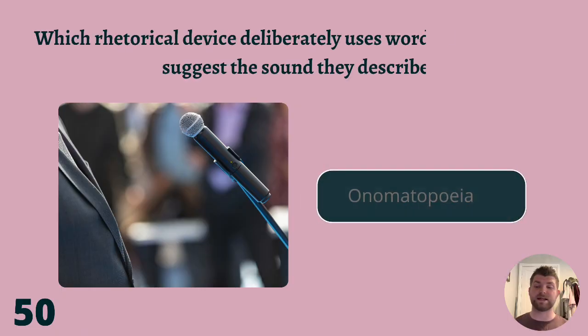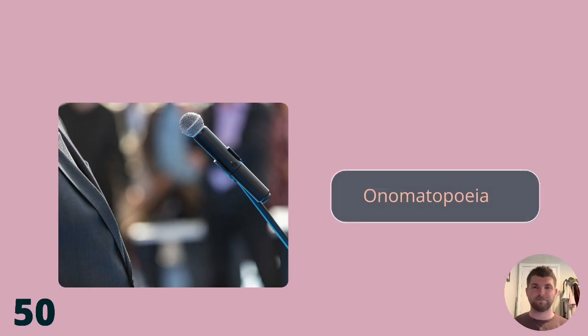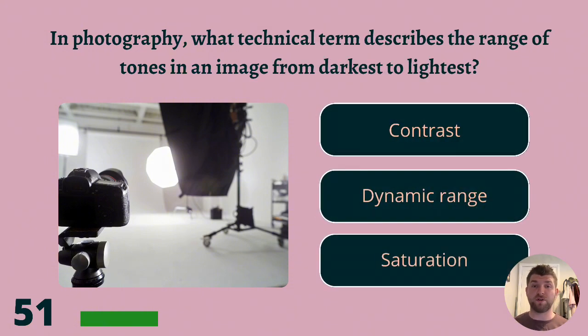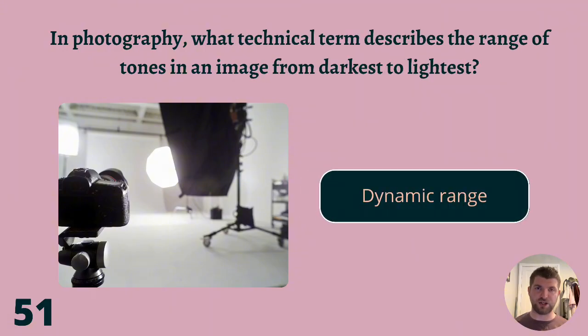The correct answer is onomatopoeia, and we are now halfway through this quiz. 51. In photography, what technical term describes the range of tones in an image from darkest to lightest? Contrast, dynamic range, or saturation? The answer is dynamic range.